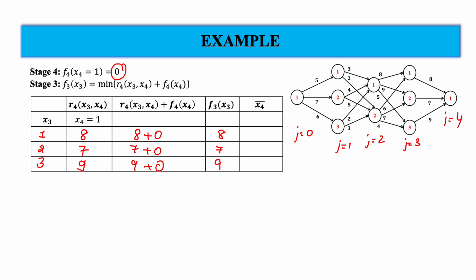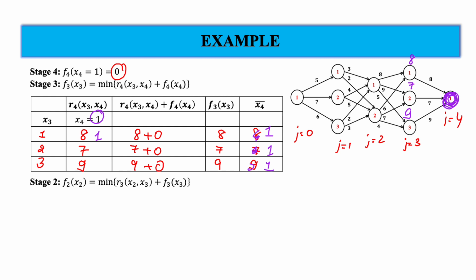Since these are single values, it's the minimum for each node. Its minimum values are 8, 7, 9. At what point are we getting these? We are getting them when x4 is 1. When x4 is 1 we are getting the minimum value. Again when x4 is 1, we are getting the minimum value. So this is my optimal node for stage 4. Now we will go to stage 2.